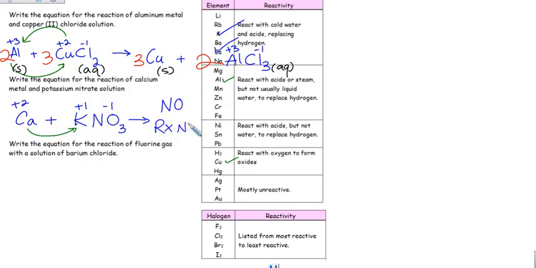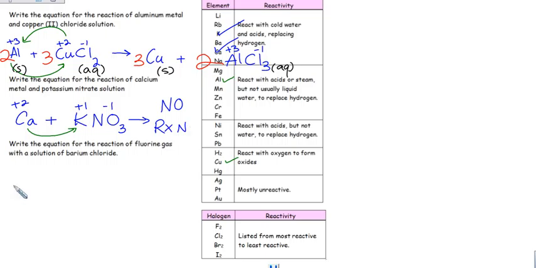You can abbreviate if you want. No reaction, this wouldn't work. Calcium would not be able to replace potassium. It's not reactive enough to kick out the potassium and form any new products. So when you recognize that, all you have to do is write no reaction. Cool. Well, those aren't so bad. And let's try one more. How about the reaction of fluorine gas and a solution of barium chloride?